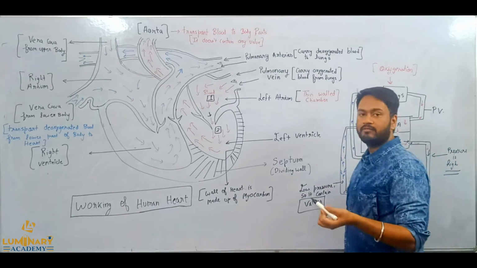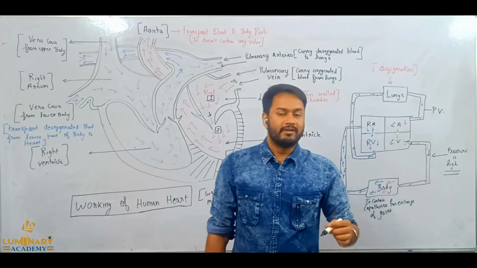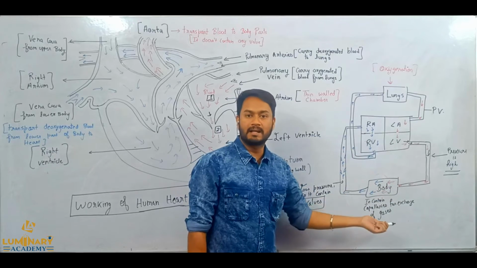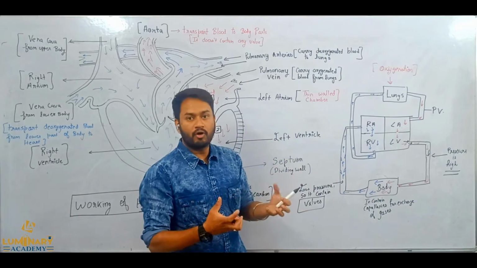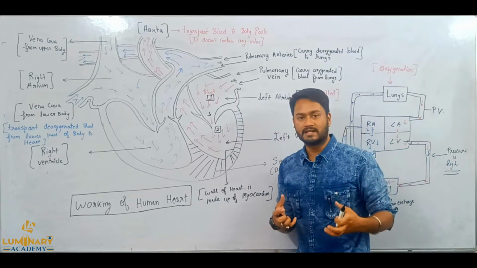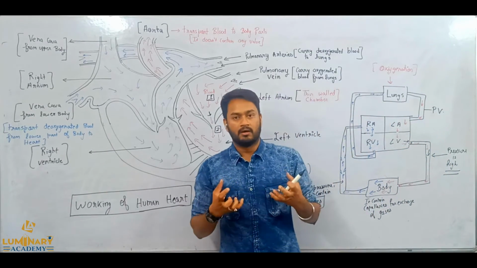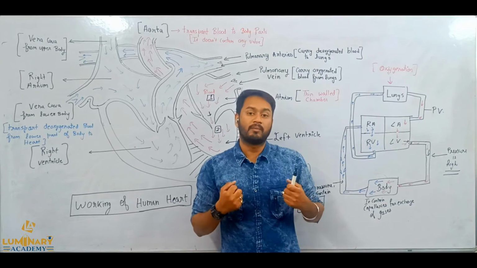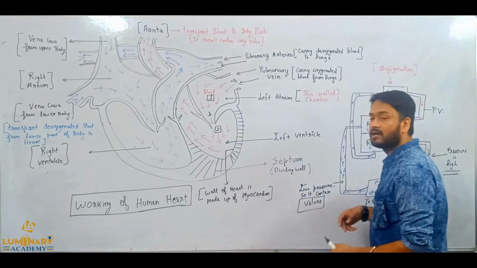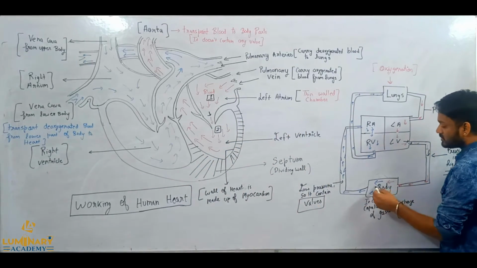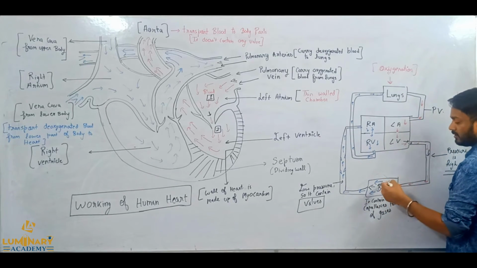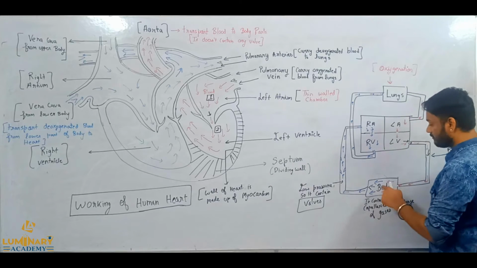Now what happens when the blood goes to the body parts? There are capillaries, and these capillaries help in the absorption of oxygen by the various parts of the body, that is, the cells. Cells absorb all the oxygen from the blood, and it becomes deoxygenated, right? The blood becomes deoxygenated. That's why I'm showing it with the blue color.